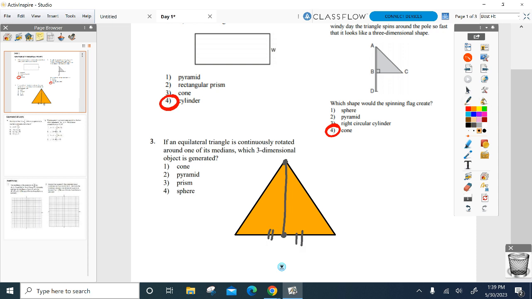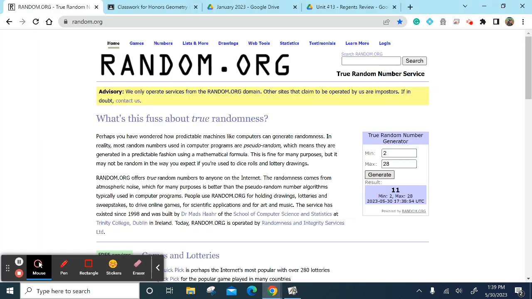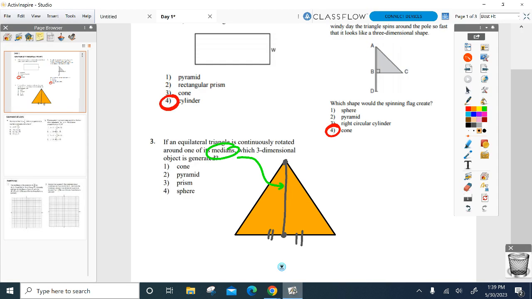Even though you don't need to know what a median is here, I'm revolving around it now. So what shape do I end up with? 26? Cone, yep, I end up with the cone again. I just want to make sure we reviewed median. All good.